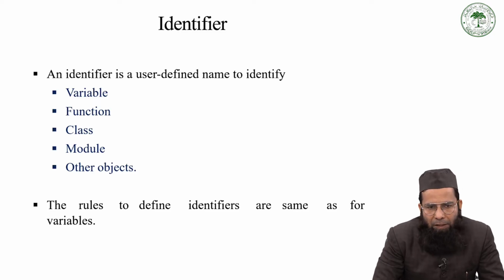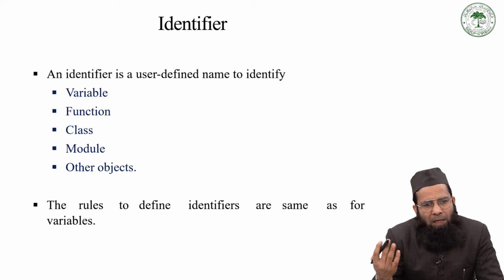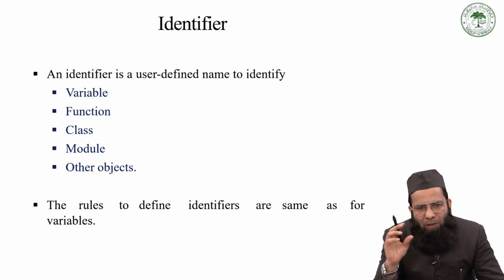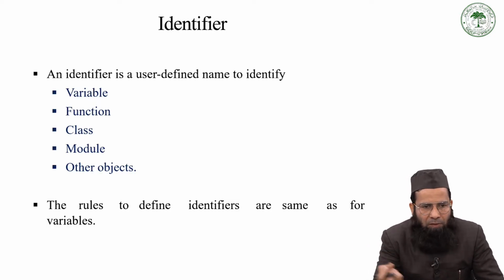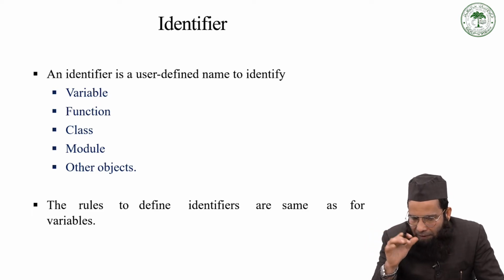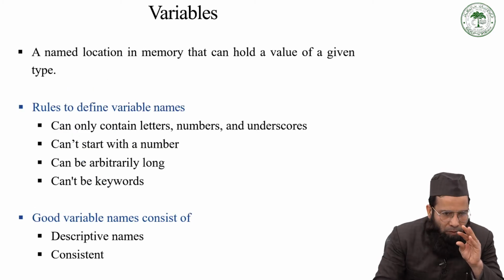Now, what is an identifier in a programming language? An identifier is a user-defined name to identify a variable, function, class, module, and other objects like packages and so on. So an identifier is used to identify these important objects: variable, function, class, module. The rules to define identifiers are the same as for variables. So what are the rules for defining an identifier?